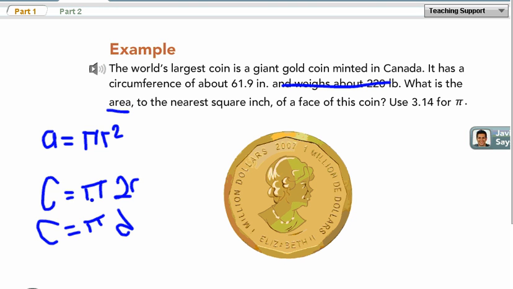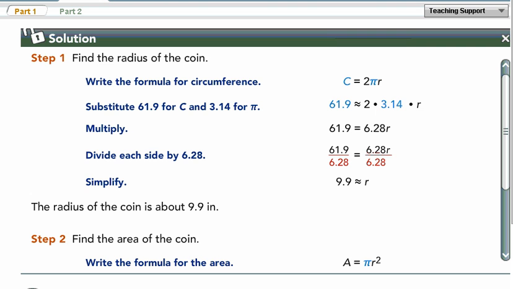So let's see what we can do. Okay, so we need to find the radius of the coin. So by doing that, we say, well, the circumference is 2 times pi times r, which we just wrote. We're going to substitute in: 61.9 is approximately equal to 2 times 3.14 times r. So if 61.9 equals 6.28 times r, we can divide 61.9 by 6.28 because we need to get this r all by itself. When we do, we get 9.9 is approximately r. So the radius of the coin is about 9.9 inches.